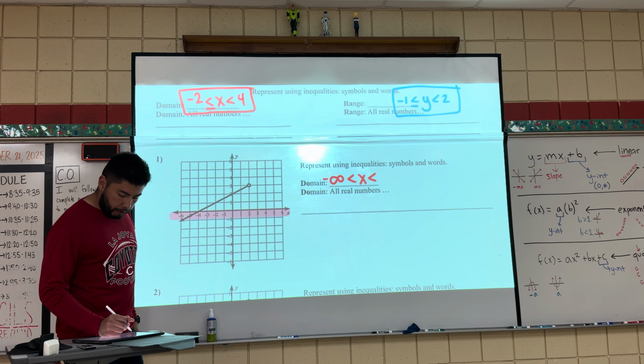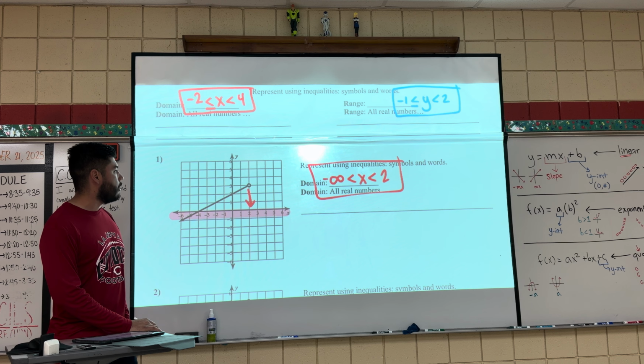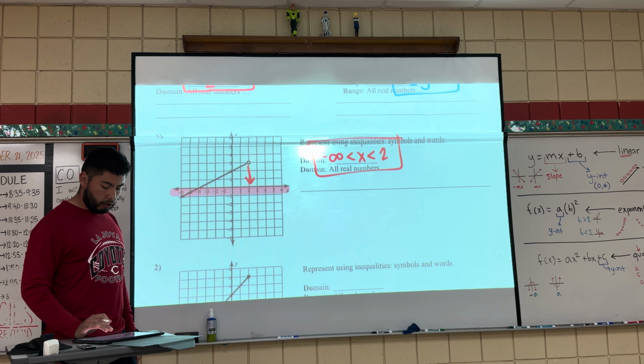And the x here stopped at 2. So 2, and that is your answer here. Let's look at the next one.